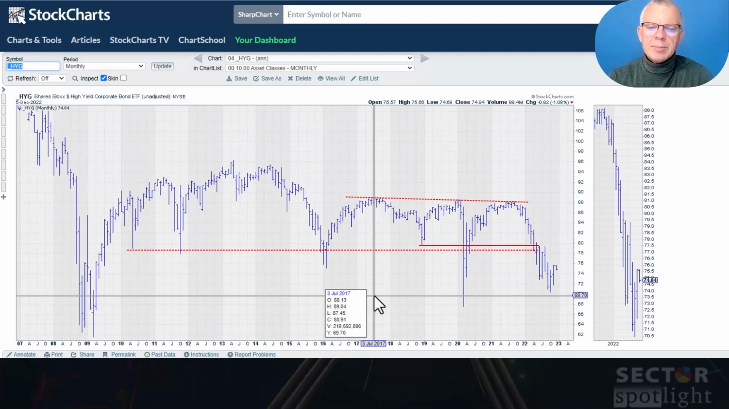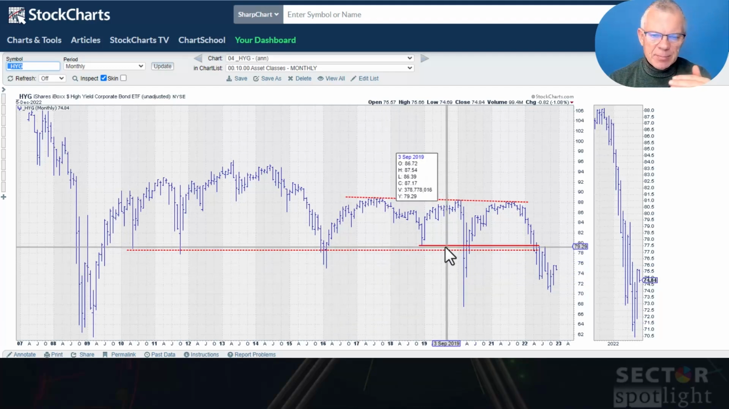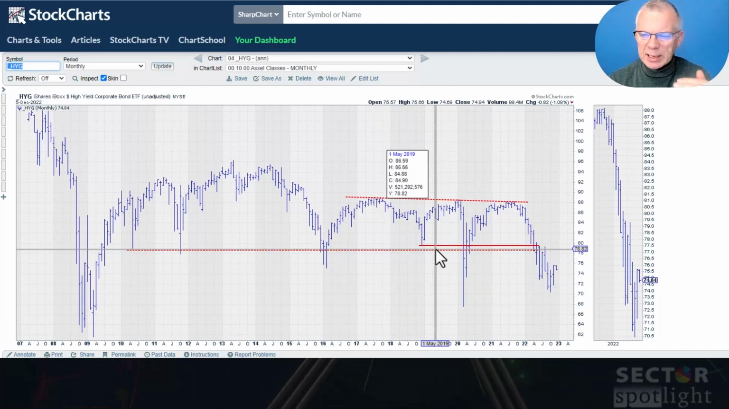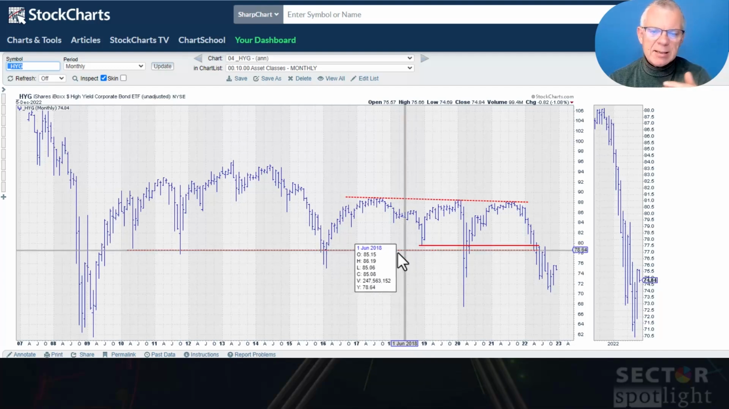The same can be said for high yield bonds. Not as bad as the corporates, but you can see that the most important level, which was around 78, 80, was broken.